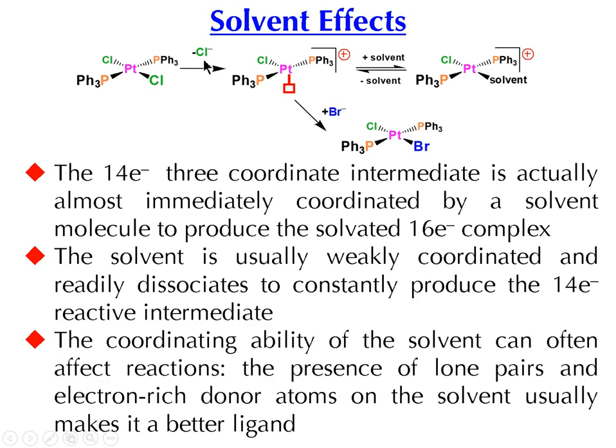Consider the substitution reaction of Cl- ligand by Br-. First of all, Br- can replace Cl-, since Cl- is more electronegative, so it's less donor. That means the bond platinum-Br should be more stable than the bond platinum-Cl, and the reaction of substitution is possible.